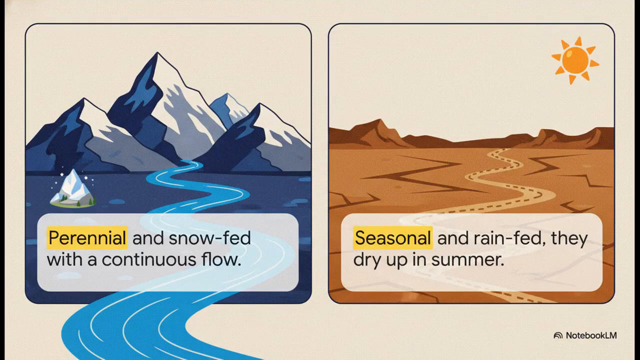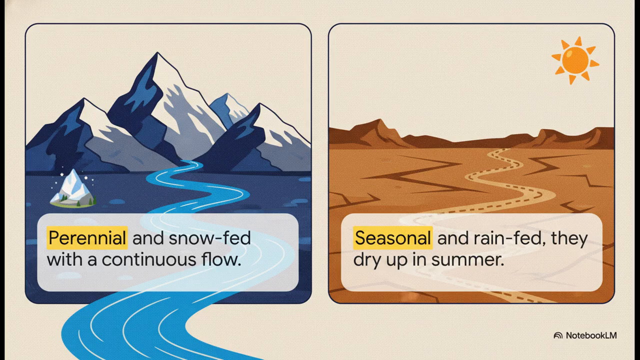Now, to really grasp how these rivers behave, you have to understand the state's slope. Think of Uttar Pradesh like a slightly tilted table. It slopes down from the northwest toward the southeast, and that topography literally dictates where all the water goes. And based on where these rivers are born, we see a massive contrast. On one side, you have the Himalayan rivers. These guys are perennial, they're snow-fed, meaning they flow continuously all year round.